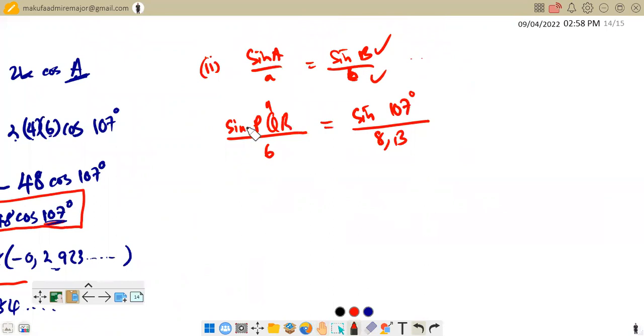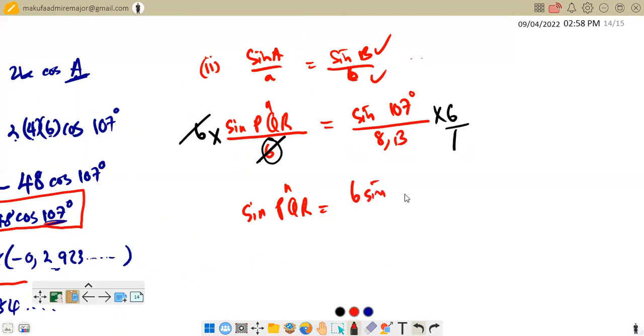So what am I going to do? I need this value of PQR. So what am I going to do to remove this 6? It's dividing. Take note, the 6 is dividing. So how do I remove it? I just multiply by 6. Remember, if you are multiplying, you divide. If you are dividing, you multiply. So this will cancel each other. We are now left with sine PQR, which is equal to 6 sine 107 degrees over 8,13. Okay, so that's it, guys.